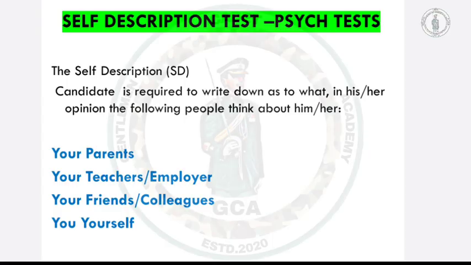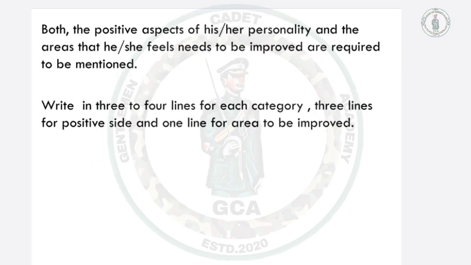So let us now talk about the basics of SD, that is the self-description test. SD is the fourth in the psych test, and in this test, the candidates are required to write down their opinion of what the following people think about them. You need to write 4 paragraphs of around 3 to 4 lines each, covering what your parents think about you, what your teachers think about you, or your employer if you're working, what your friends think about you, or your colleagues if you're working, and finally your own opinion. In this, you have to mention around 3 positive aspects and 1 area of improvement.